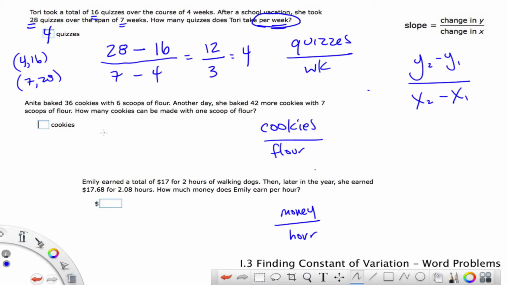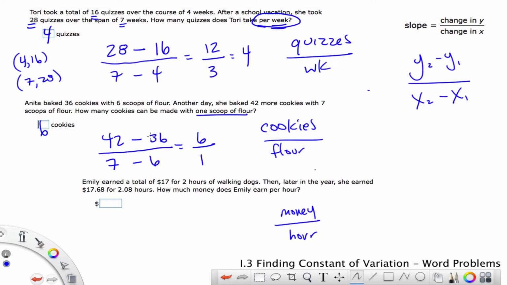So she has 42, that's our y sub 2, because again, cookies are on top. 42 cookies minus 36 cookies, that's the change in y. Over, well, she made 7 with the 42 and 6 here. So this is a nice one because 7 minus 6 is just 1. So it's already in 1 scoop of flour. And 42 minus 36 is 6. So she makes 6 cookies with 1 scoop of flour.